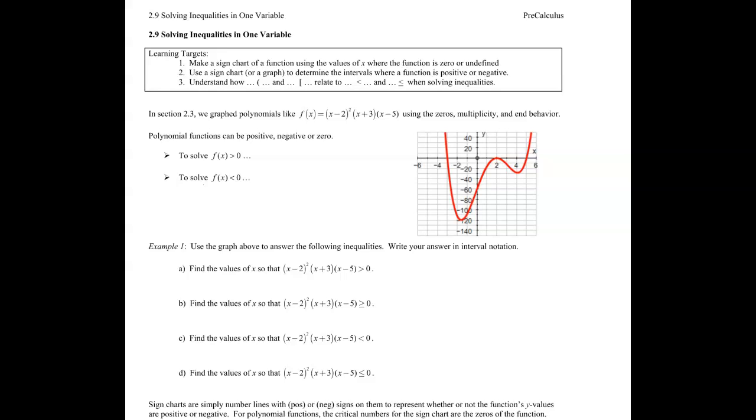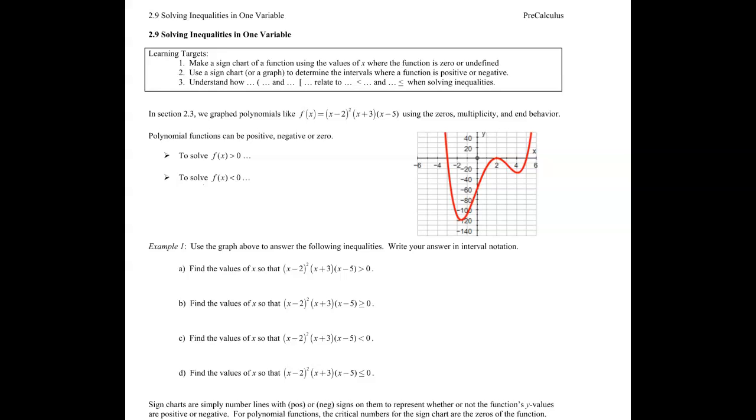So back in section 2.3, we graphed polynomials like the following, which is f of x is equal to quantity of x minus 2 quantity squared times the quantity of x plus 3 times the quantity of x minus 5, using zeros, multiplicity, and end behavior. So, done a lot, but we've got some more to go.